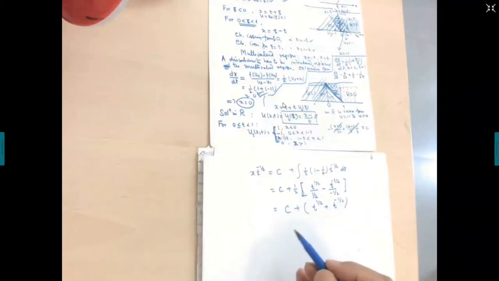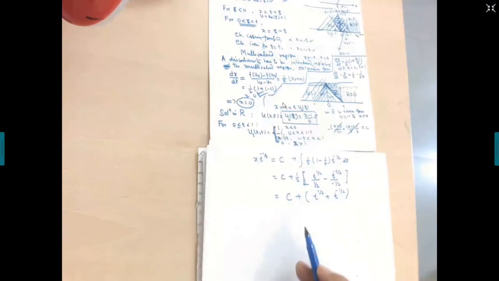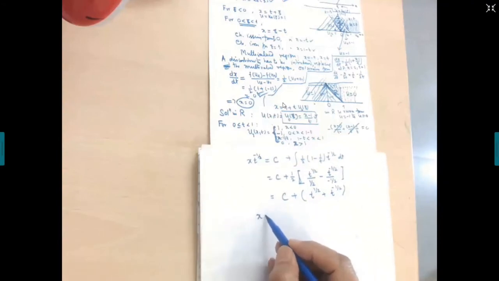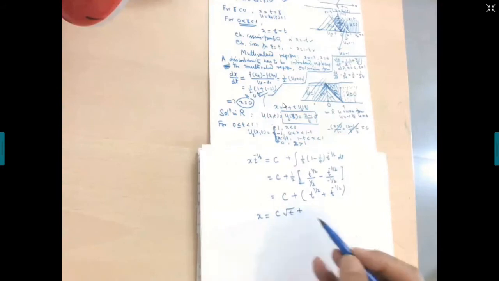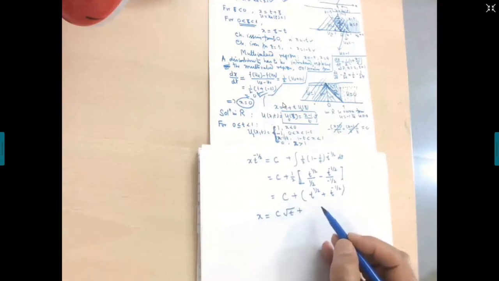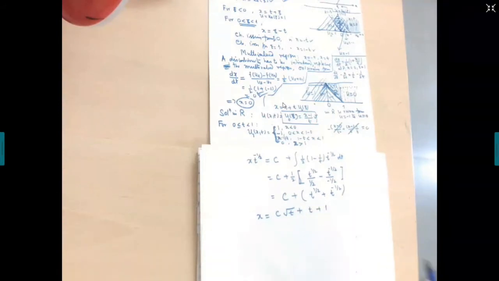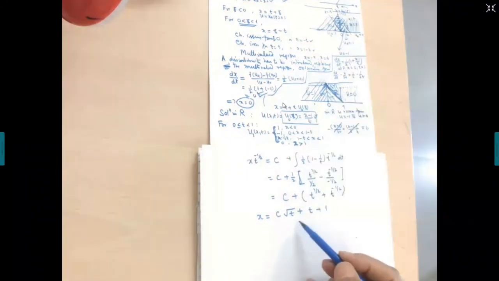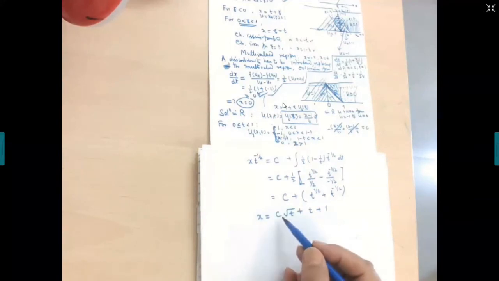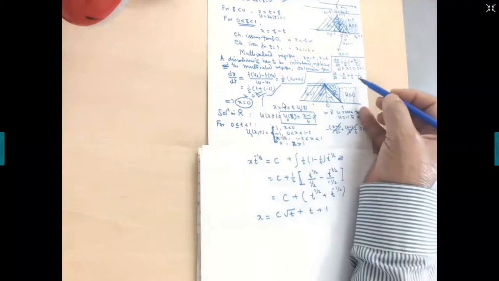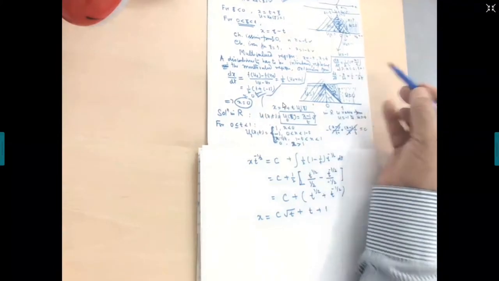So now multiplying by t to the power half all through, we get x equals c under root t, am I right? Plus t plus 1. Look here, what a nice thing: the stationary shock becomes a parabola. This is a parabola, am I right? Now the constant can be determined using this condition, that it passes through 0, 1.